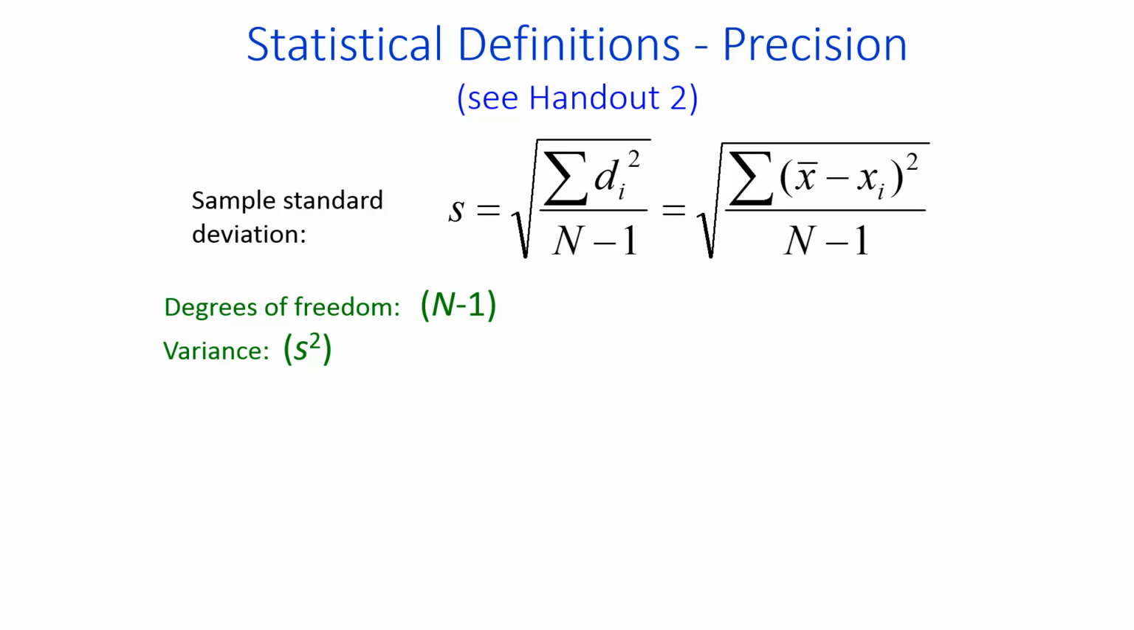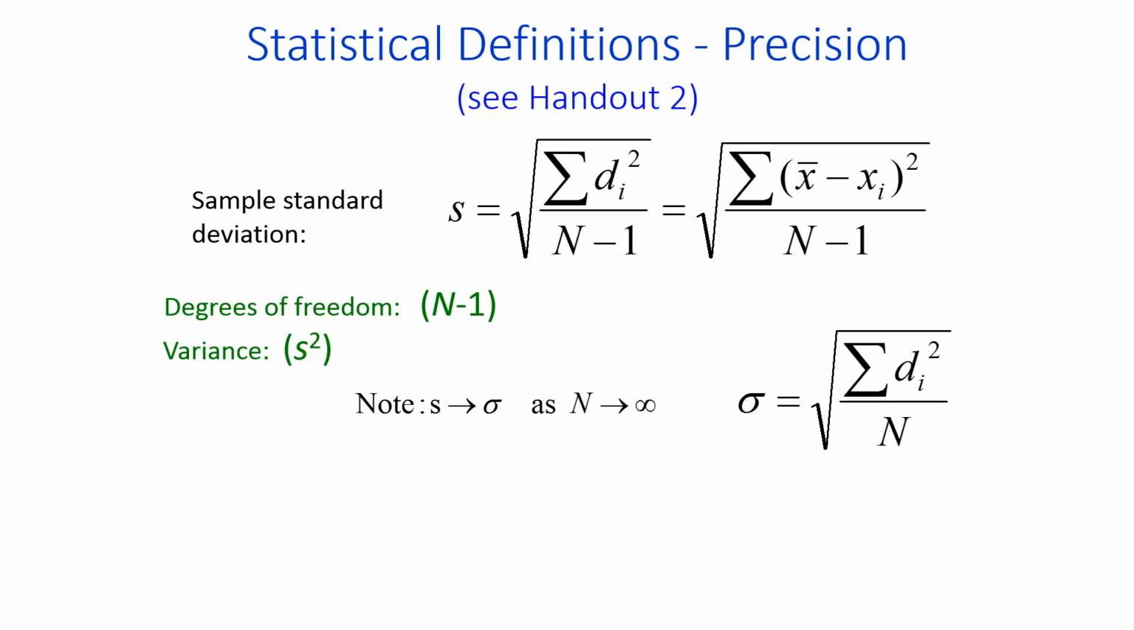In the denominator, under the square root sign, you see n minus 1, and so this is the number of degrees of freedom for your measurement. N is the actual number of trials, the number of measurements that you take. Since you've calculated an average, you've removed a degree of freedom, and so you're dividing by n minus 1, the number of degrees of freedom. If you square the standard deviation, you get what's known as the variance. In practice, we don't normally do that. We just calculate the standard deviation.